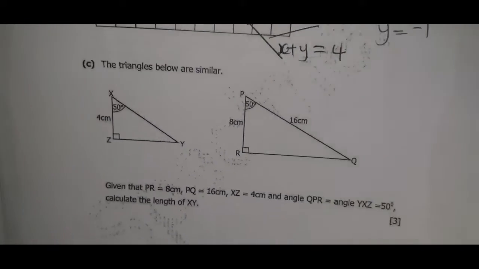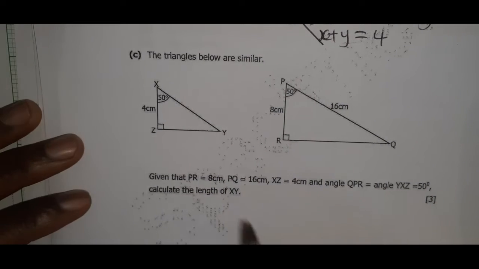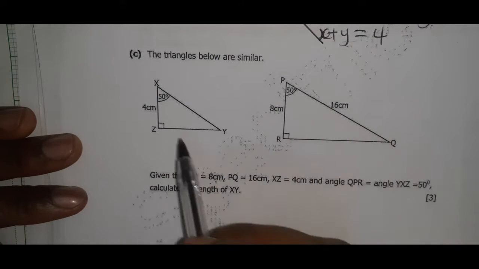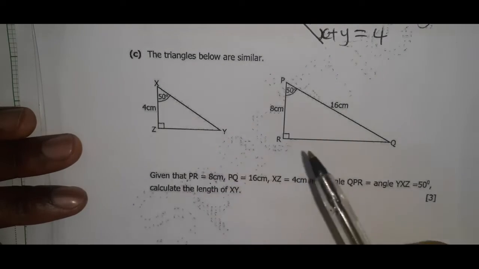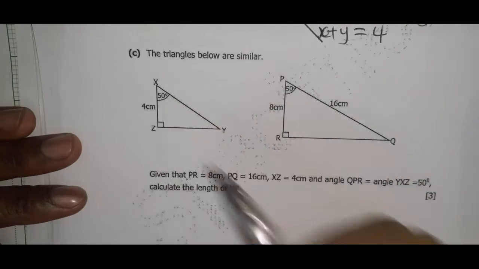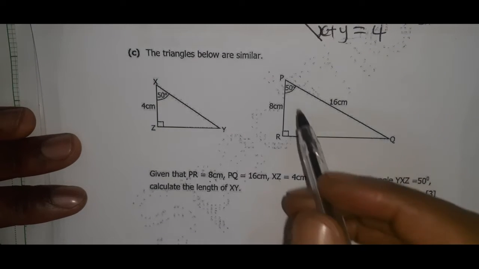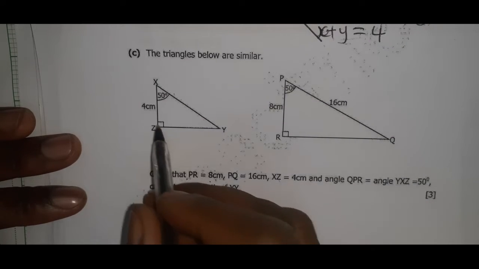Okay. So then we move on to this question here. The triangles below are similar. Given that PR is 8 centimeters, PQ is 16 centimeters, XZ or ZX is 4 centimeters. And then these two angles are given here. This is 50 and this one is 50. Calculate the length XY, this one.